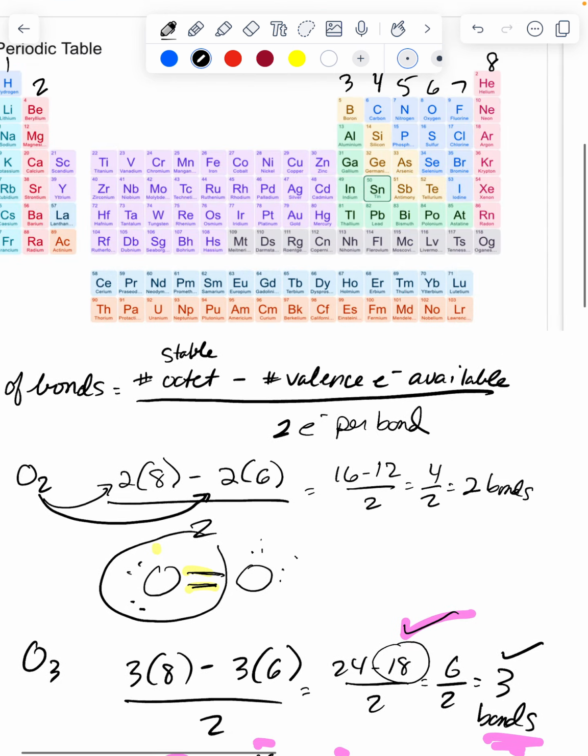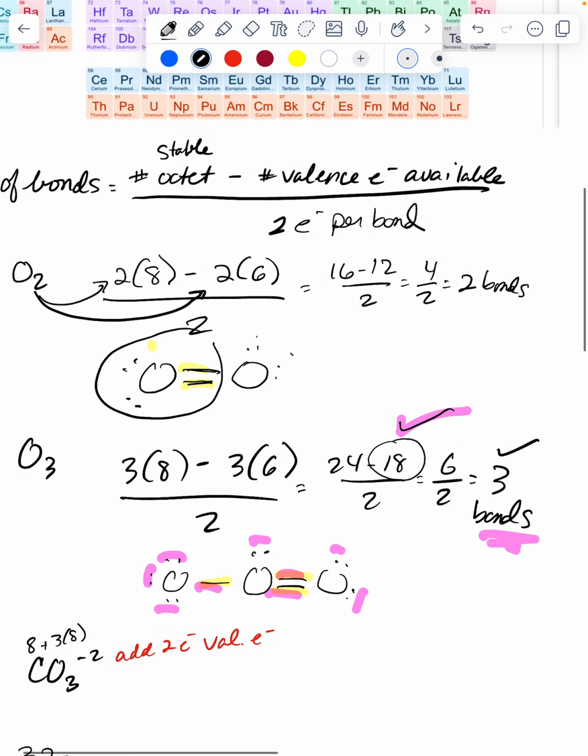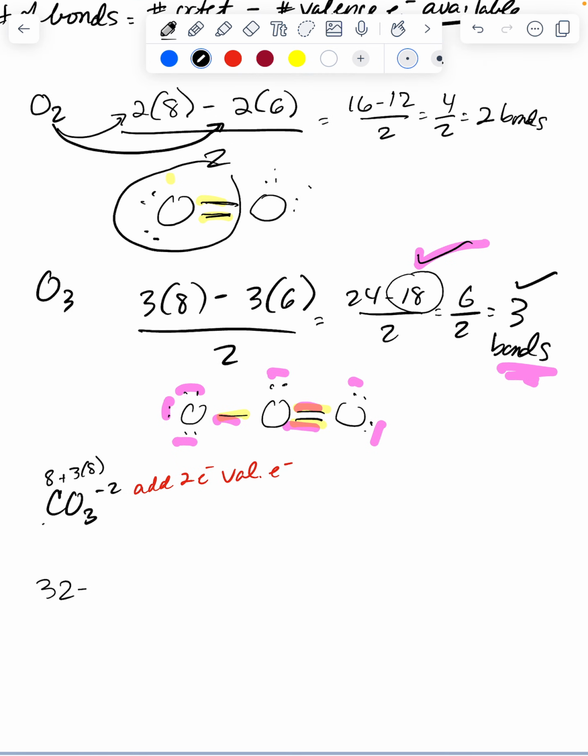Now for the valence electrons, carbon. If you look at the periodic table, carbon has 4. Oxygen, we know, has 6. So 4, but there are 3 oxygen. And this -2 means add 2 valence electrons. So 18, 19, 24. So the second number is 24. Always divide by 2. So 24, 8, 4 bonds.